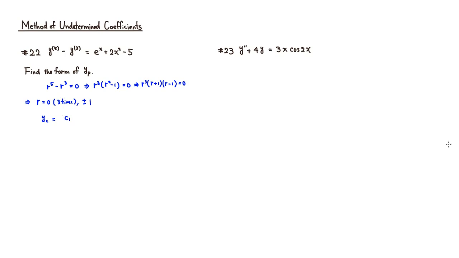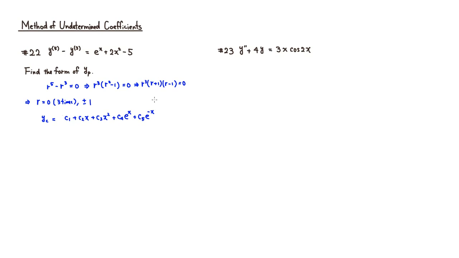And then since it's repeated 3 times, you're also going to have C2x, and then also C3x squared. Since it's repeated 3 times, you have to have those. And a positive 1 and negative 1. So it's going to be C4 e to the x, and also C5 e to the negative x. So this is the complementary solution.